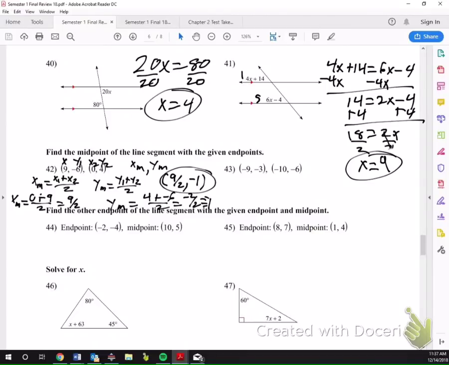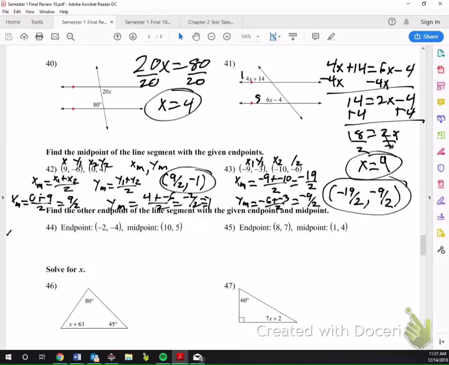Do the same thing for 43. x1, y1, x2, y2. That means the x midpoint is negative 9 plus negative 10 over 2, or negative 19 over 2. The y midpoint is negative 3 plus negative 6 over 2, or negative 9 over 2. So our midpoint there is negative 19 halves, or if you wanted to put that as negative 9.5, that'd be fine. Negative 9 over 2, negative 4.5.